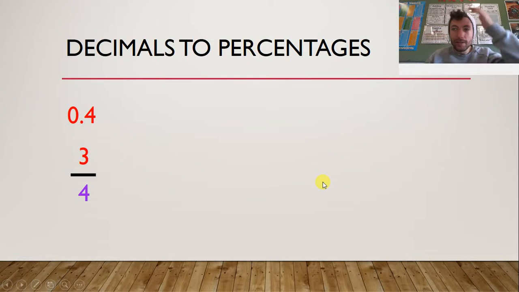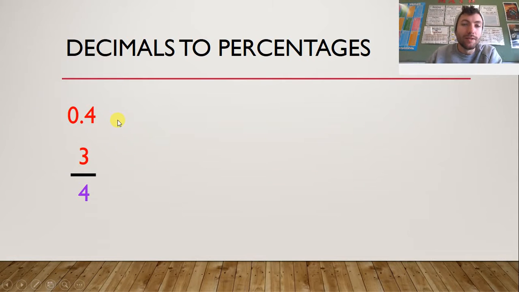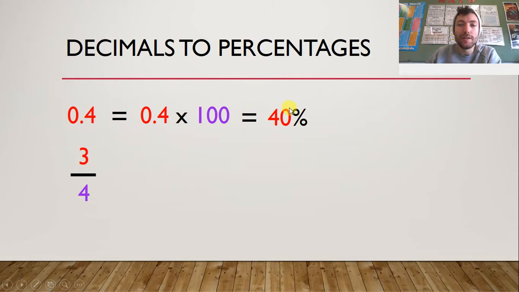So looking at our next one, we have decimals to percentages. It gets a little bit more tricky here, but still pretty easy. The first thing we're going to do is times by 100. So for a percentage, all we're doing is timesing by 100. So 0.4 times by 100 equals 40%.